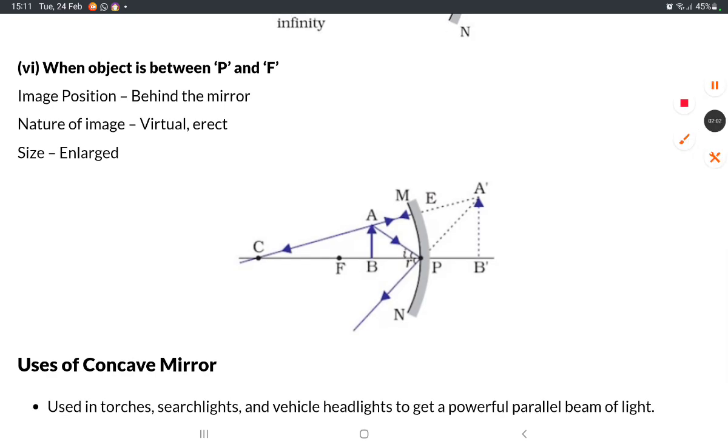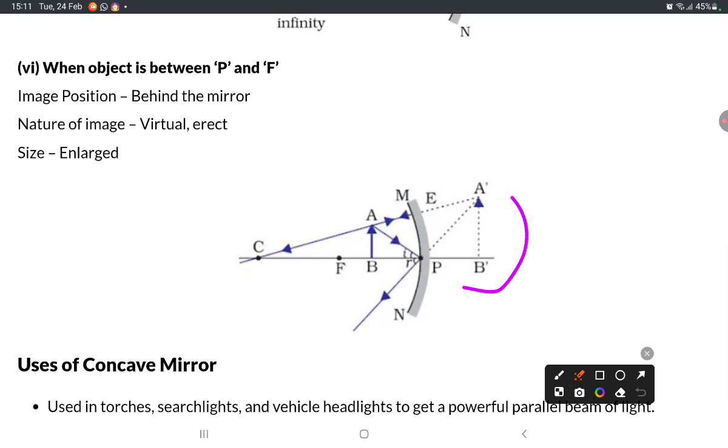When an object is between P and F, the image position is behind the mirror. Behind the mirror, right? This is the coding part. The nature of the image is virtual and erect.